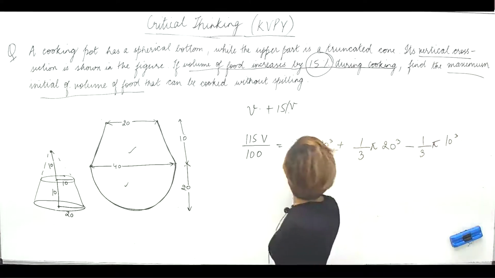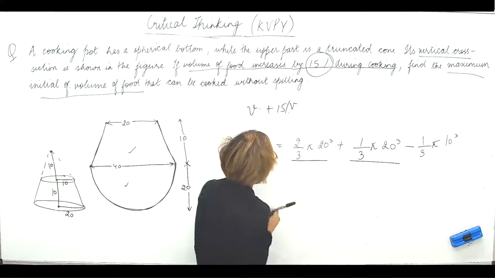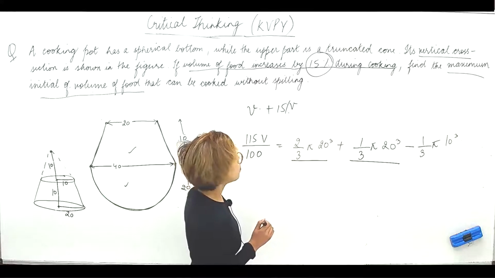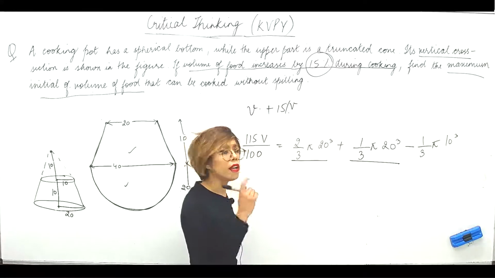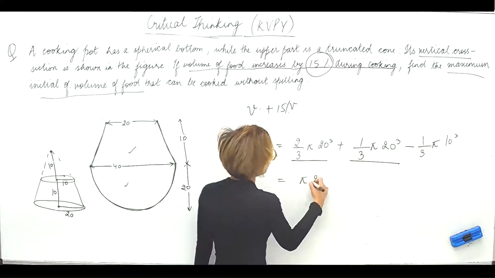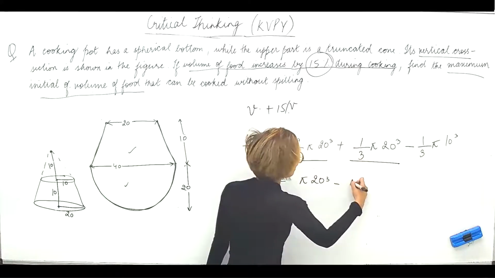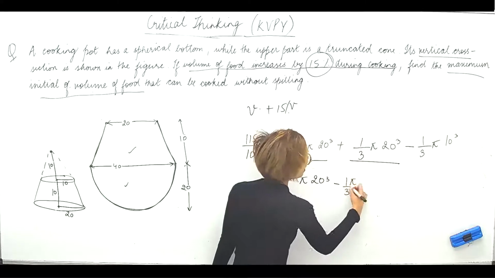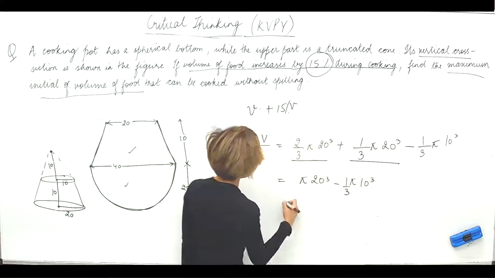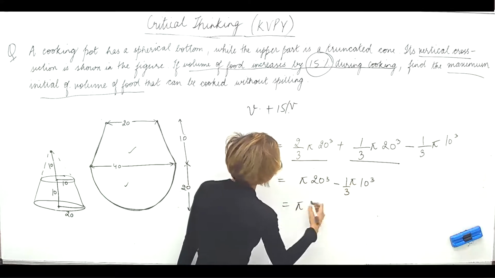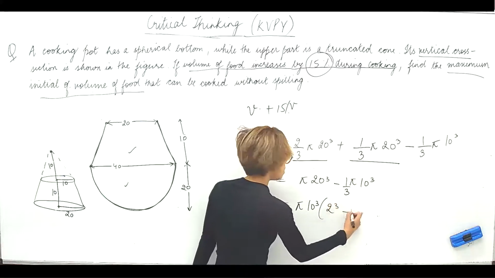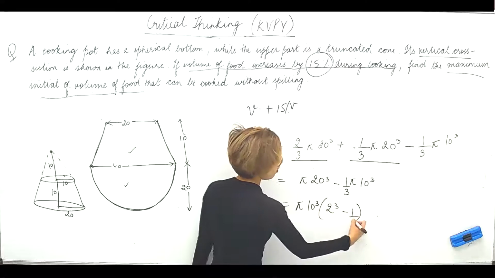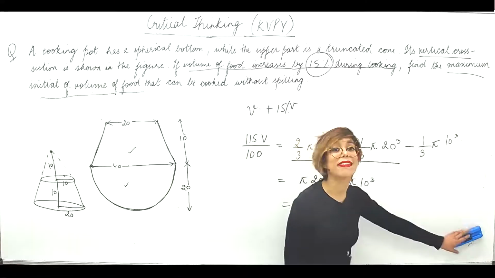Right? Now, if you look here closely, this and this, ये तो 1 ही नहीं बन गया, 2 by 3 plus 1 by 3. That is 1. So, this is nothing but 1 by 3 pi into 20 cube minus 1 by 3 pi into 10 cube, right? So, pi common. In fact, I can take 10 cube also common. So, I will be left with 2 cube minus 1 by 3. Careful, 1 by 3 here, right?